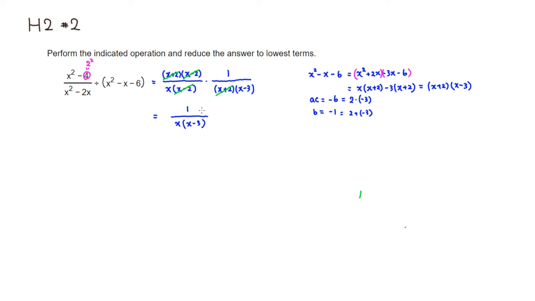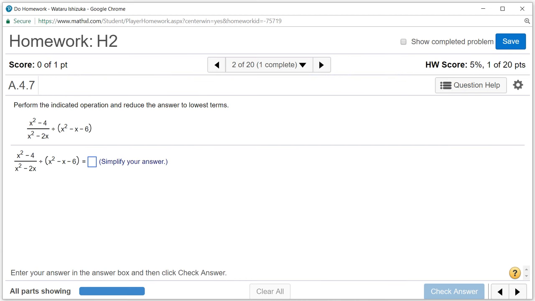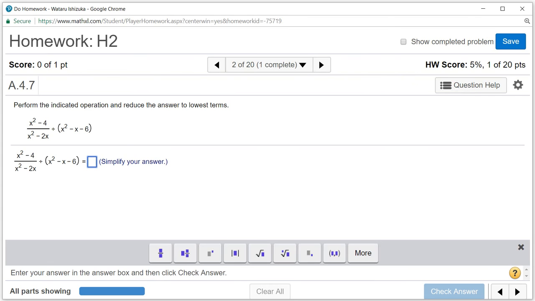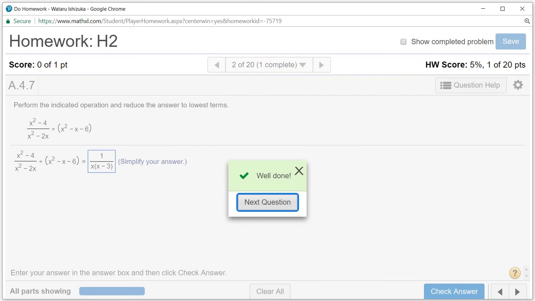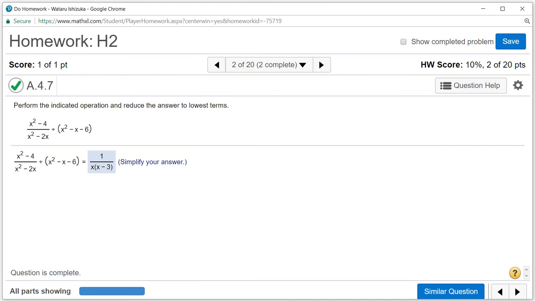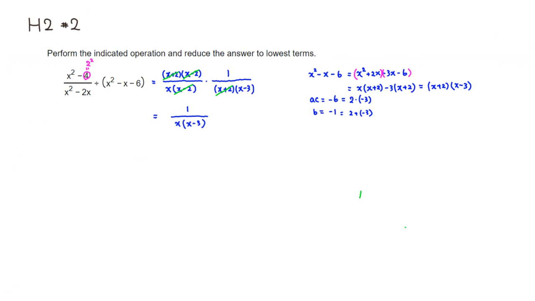All right, so let's type this in. We got 1 over x times the quantity x minus 3. Let's check the answer. We got that. All right, that's it. I hope that this was clear.